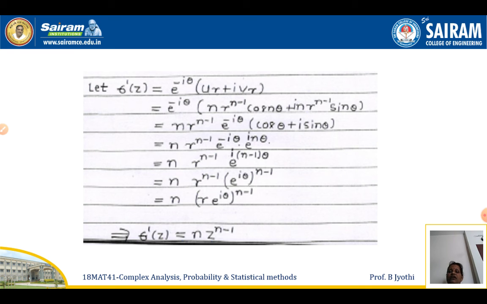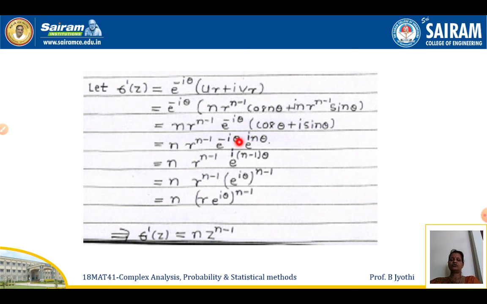Next, f dash of z. To find f dash of z, as usual, it is e to the power of minus i theta into (ur plus i vr), where ur is replaced with n r power n minus 1 into cos n theta plus i n r power n minus 1 into sin n theta. So we can take r power n minus 1 and n outside. e power minus i theta is already there outside. So what remains inside is cos n theta plus i sin n theta, which can be written as e power i n theta.